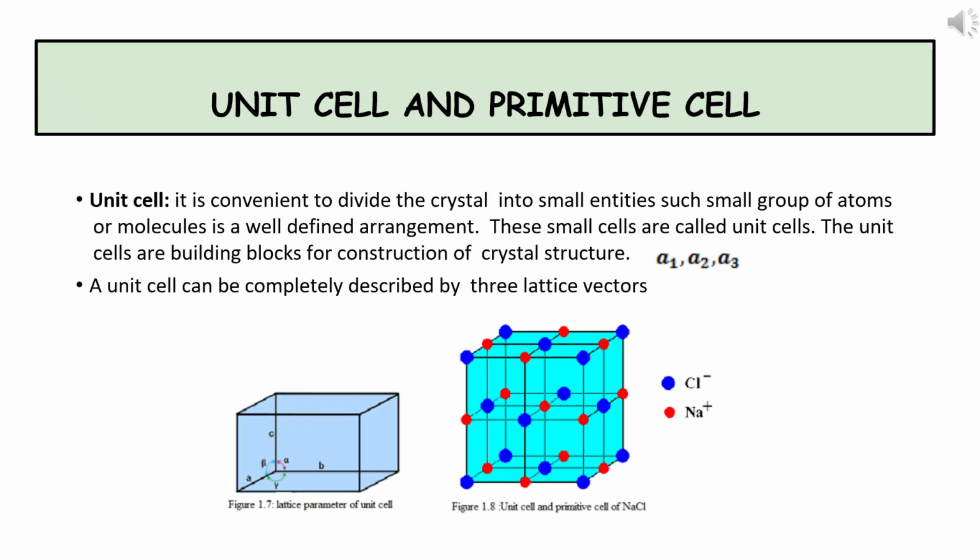Let's move forward to a new topic: unit cell and primitive cell. What is a unit cell? It is convenient to divide the crystal into small entities such as groups of atoms or molecules. It is a well-defined arrangement. These small cells are called unit cells. The unit cells are the building blocks for the construction of crystal structures, that is A1, A2, A3 and so on. A unit cell can be completely described by the lattice vectors.